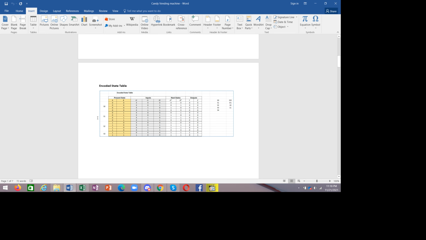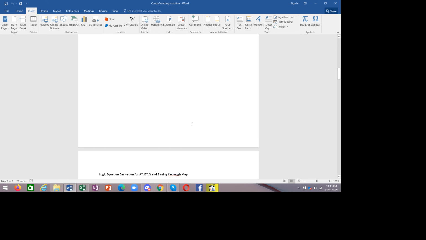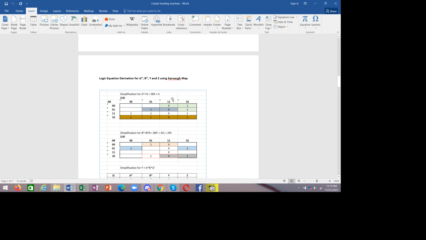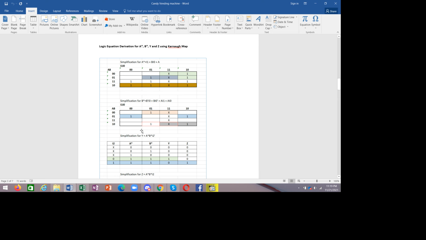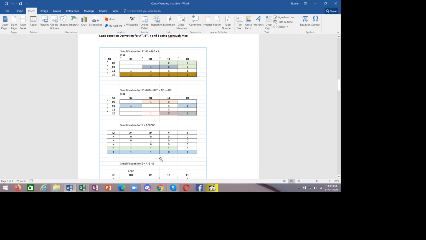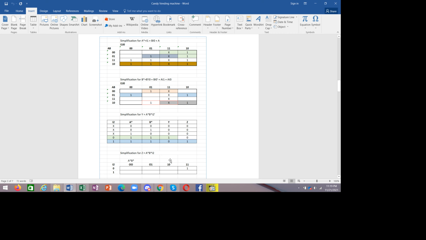Moving forward, I have the encoded state table where I have denoted the next states by A star and B star, and these are my outputs. As you can see, these are the inputs and the present states, S0, S1, S2, S3, right? And these are the three inputs, and I've denoted the next A star and B star. Finally I came up with the equations of the next states, A star and B star, and y, the final output, which along with z will tell us whether we give Oreo or Cocomo, right?